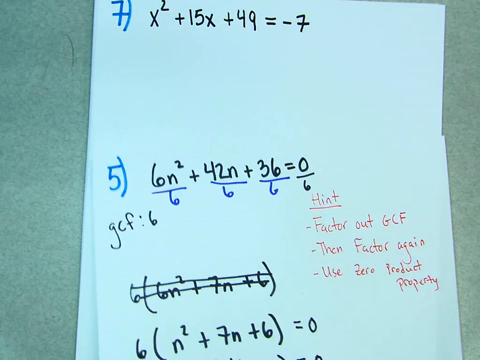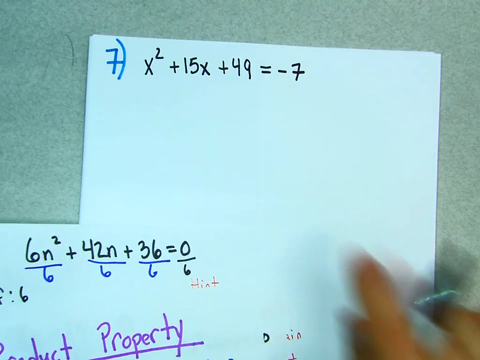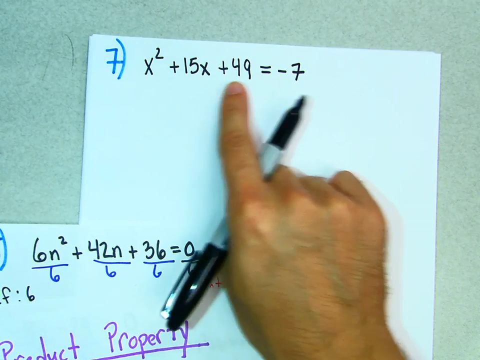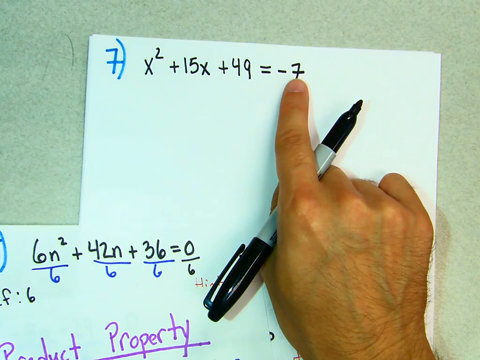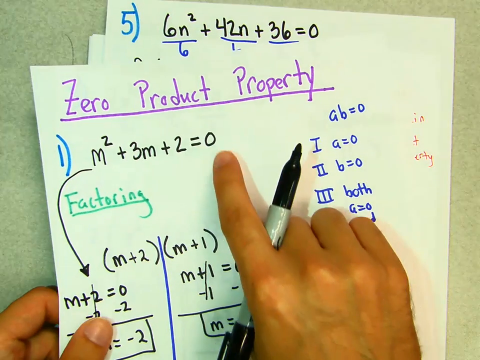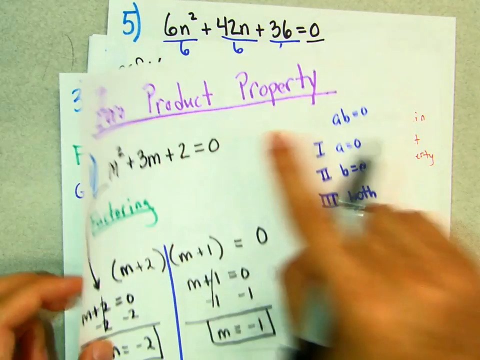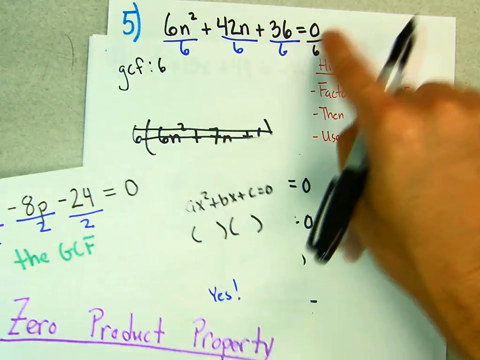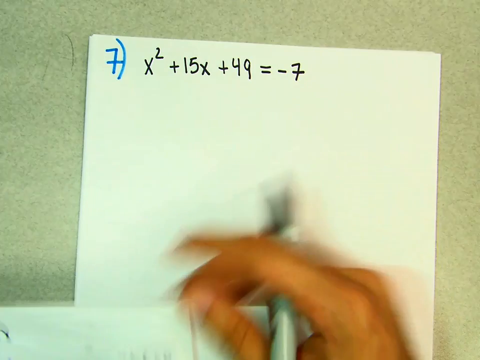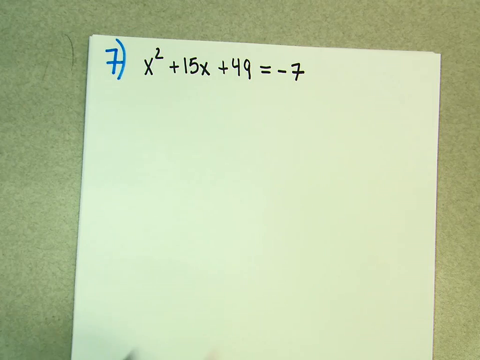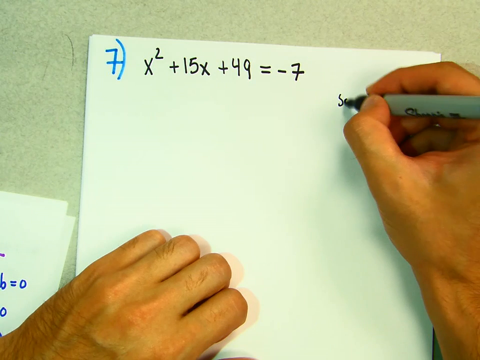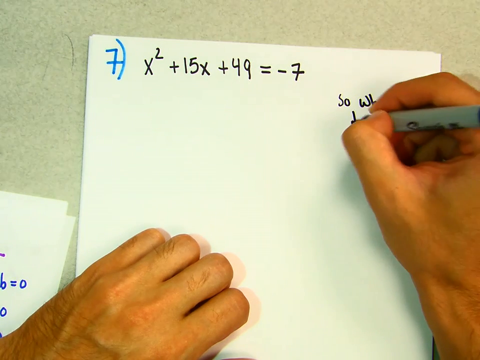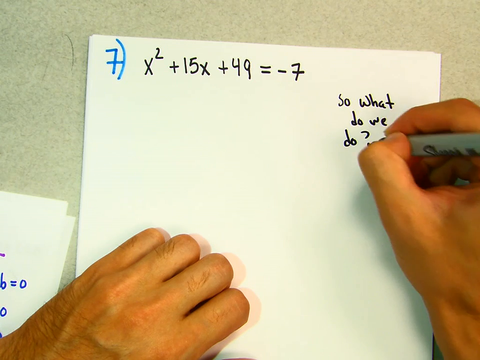All right? Last one. Now, this one, let's take a look at this. It says x squared plus 15x plus 49 is equal to minus 7. Wait a minute. Oh, no. You see, in all your examples, you have equals 0. Here we have is equal to minus 7. So what do we do?